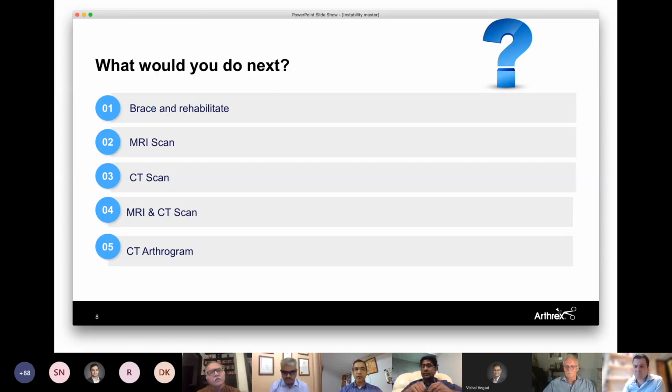But 30 plus, yes, I would assess them. And then I leave them if there's no apprehension and tell them, okay, if it recurs in future, we'll see.